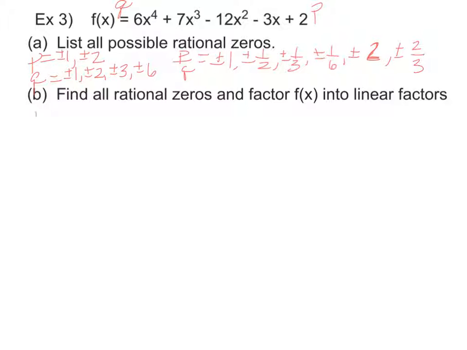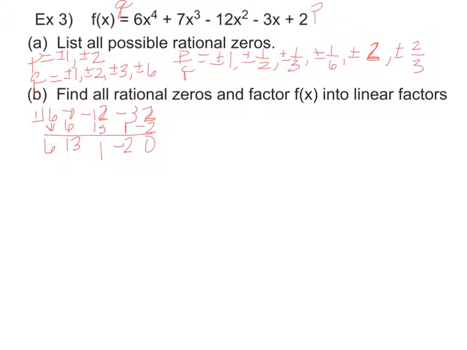So we just keep going through it in order to make that happen. I'm going to put a 1 in my box to begin with, and then I have this 6, 7, negative 12, negative 3, and 2. Drop this 6. 6 times 1 is 6. 6 plus 7 is 13. So I have 13 there, giving me a 1. 1 times 1 is 1. So that's a negative 2 times 1 is negative 2.